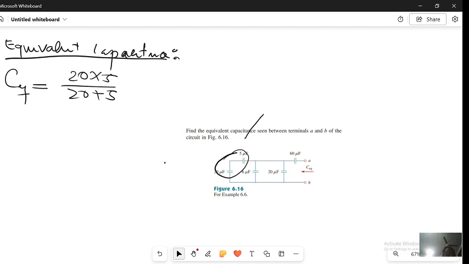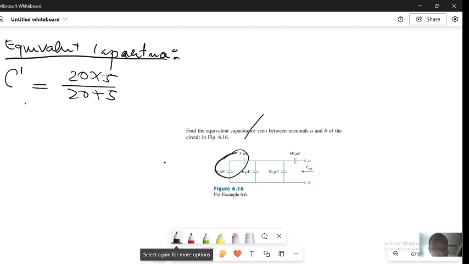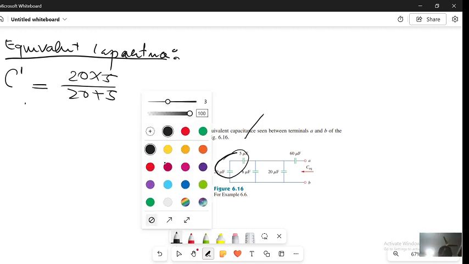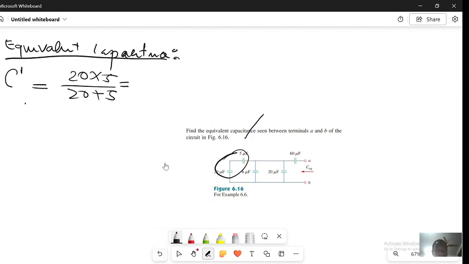Let me call this one C prime. C prime, I will have 20 multiplied by 5 over 20 plus 5, which is going to be 4. Now these two, the equivalent is 4. This 4, I can draw like this. This 4 is parallel with this one.